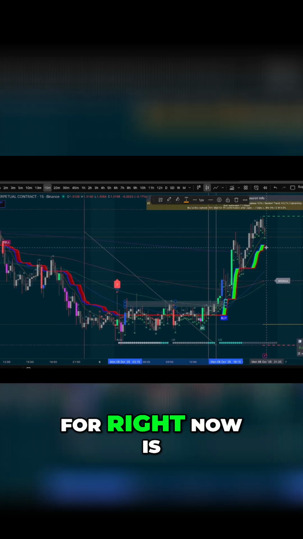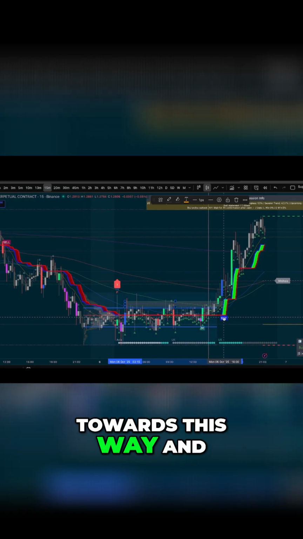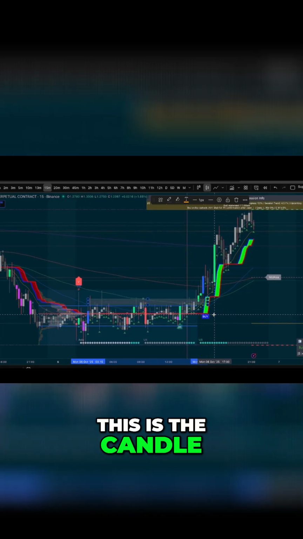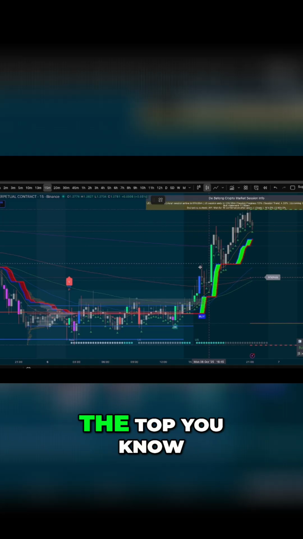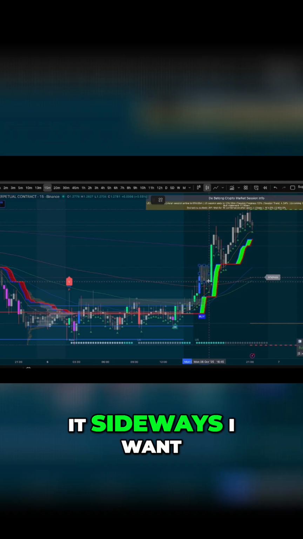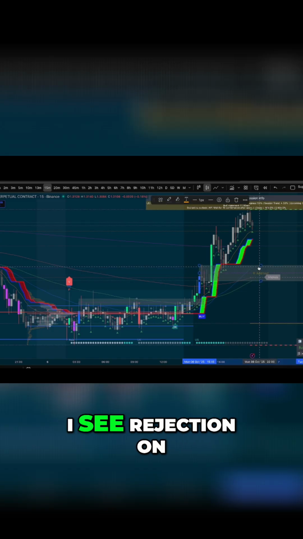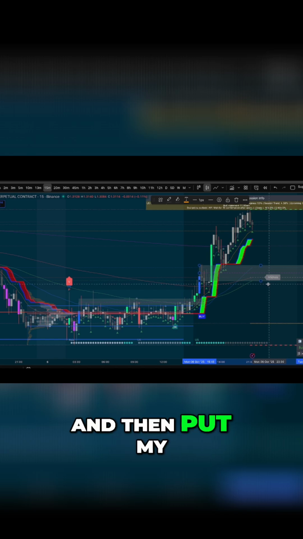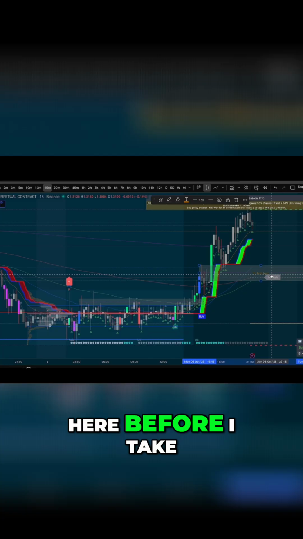So what I'm looking for right now is a retracement back to the 50-day moving average, and also towards this zone where the Alpha Trend printed a buy signal. This is the candle that printed this buy signal. So what I'm doing right now is marking the candle from the top to the bottom of the candle, then taking it sideways. I want to see price get to that zone. If I see price get there and I see a one-two rejection on the 15 minutes time frame, I'm going to place the trade and then put my stop loss below. So I'm waiting for price to retrace back here before I take this trade.